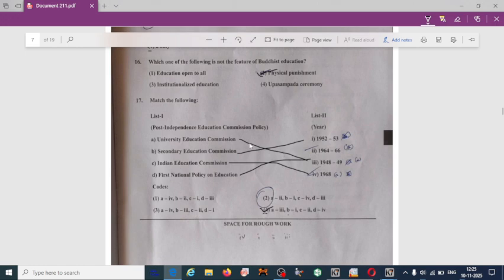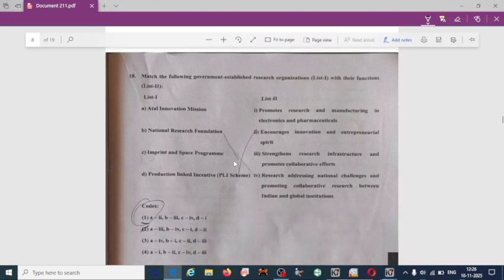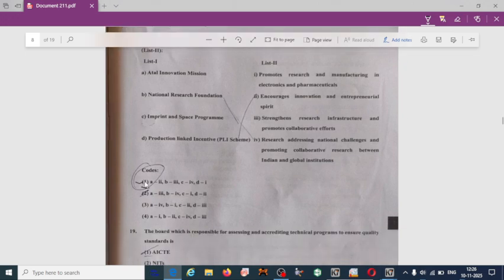So A is 2, A is 2, 64, 66. Here I will just mark the correct option. So the correct option is the fourth one, just so you can have the idea. Then match the following: government established research organizations with their functions. Atal Innovation Mission, National Research Foundation, IMPRINT, Space Program, Production Linked Incentive Scheme. So here option 1 is correct.